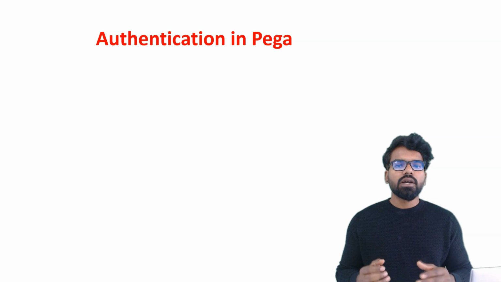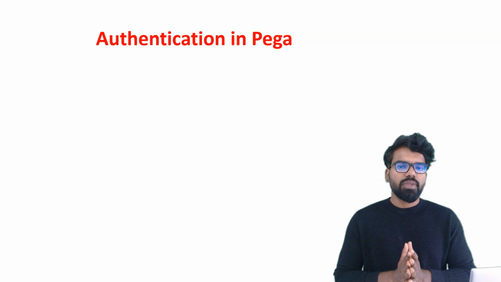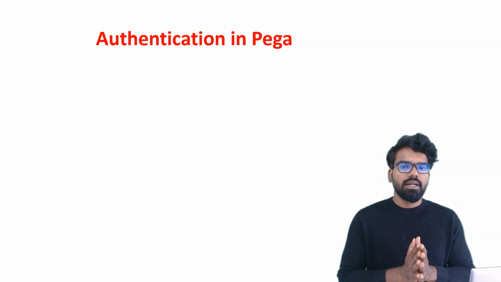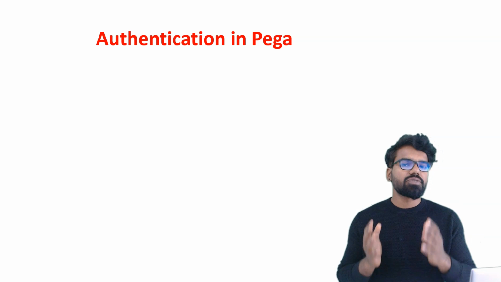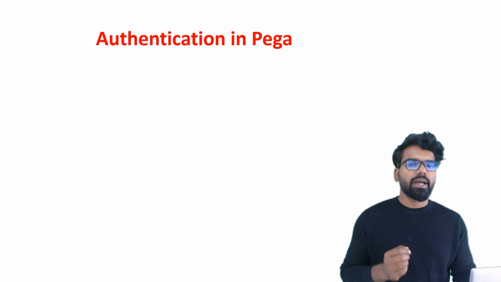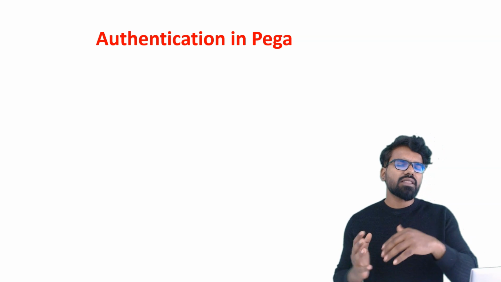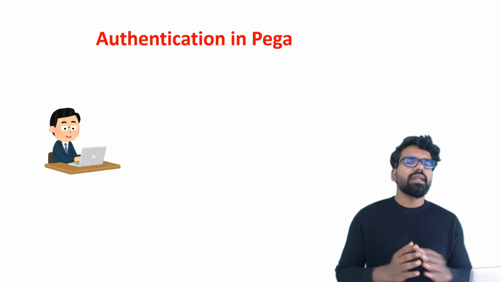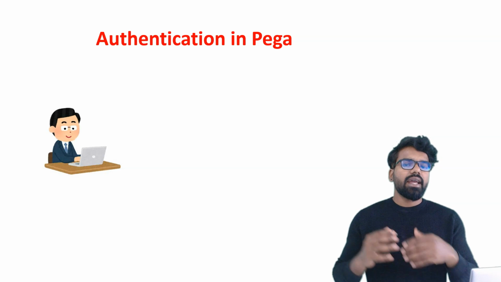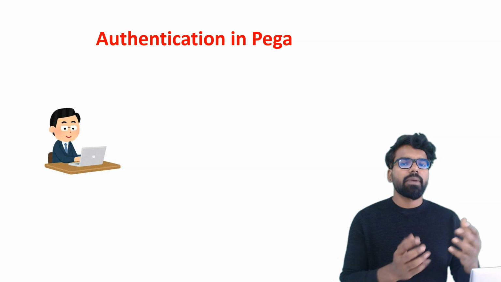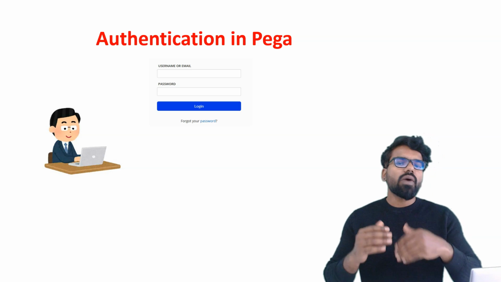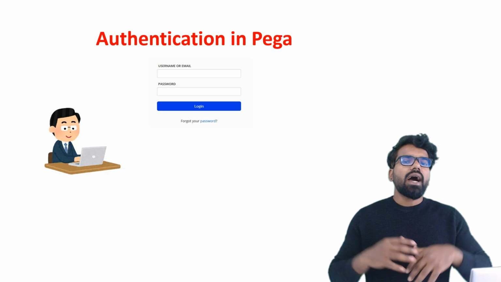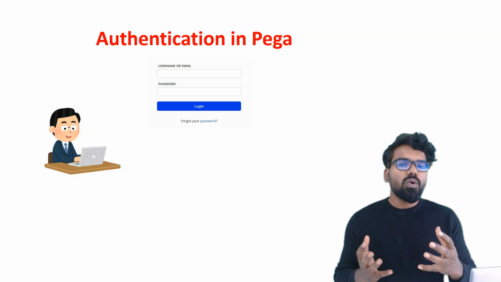We already know that to access a Pega application, everyone should be authenticated. Whether it is an end user or a developer, he or she should be authenticated before using the Pega application. So how does this authentication flow work? Let's again take a basic example. Let's say an end user wants to use the Pega application. He can go to the login page, provide the username and password details, and from there, the authentication flow can kick in.